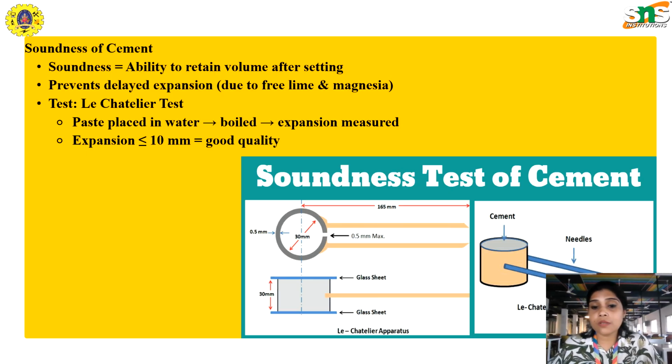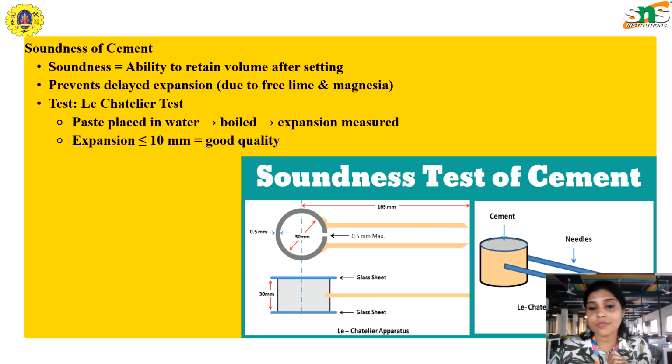To prevent this, we can conduct the Le Chatelier test. In this test, cement paste is prepared. Cement paste means cement plus water. It is kept in a special apparatus called the Le Chatelier apparatus, then placed in water, boiled and cooled. The expansion is measured before and after boiling. A good quality cement should not expand more than 10 millimeters. This ensures the long-term stability of the structure.